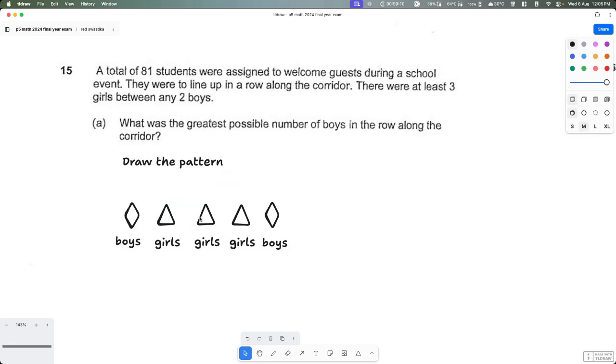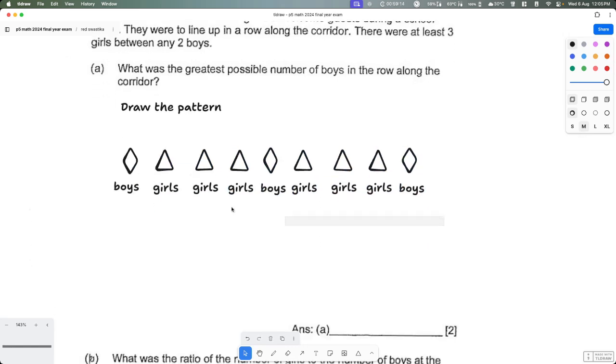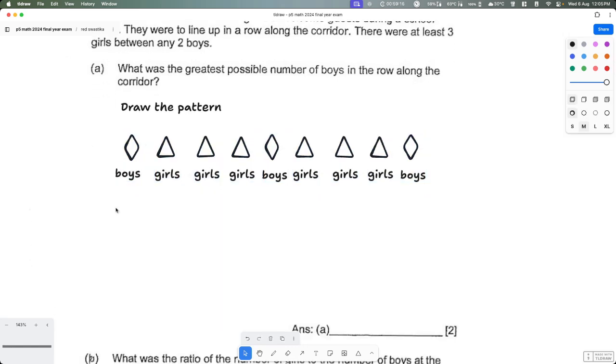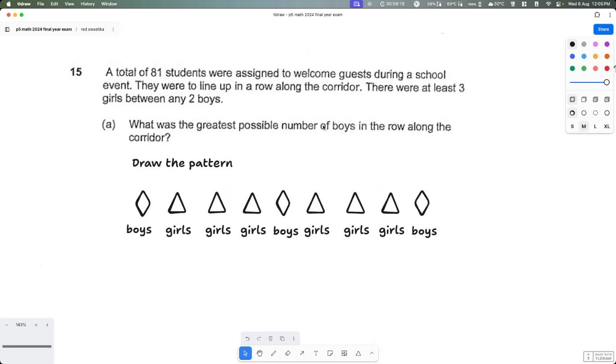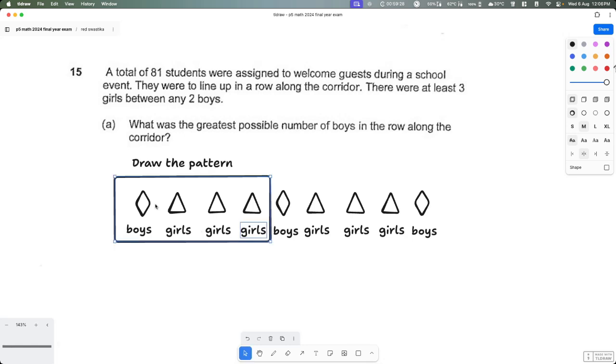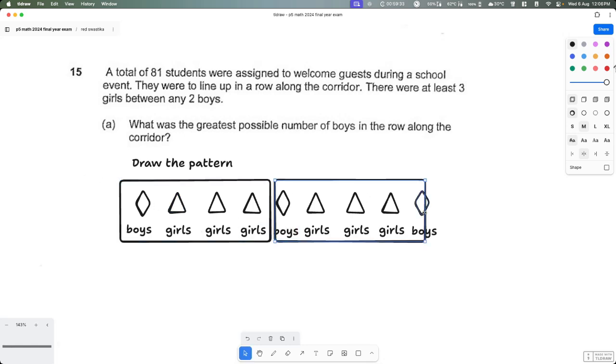Okay, so this will be the same as what you see over here. So girls, boys, all of this. Okay, so what was the greatest possible number of boys in the row along the corridor? So we know that the boys also have one at the end. So the pattern is this: girls, boys, like that. And then another pattern like this as well.